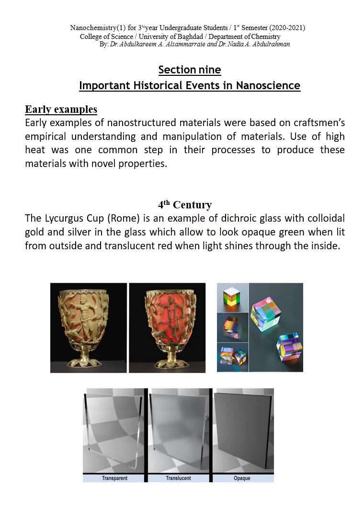So, for example, in the 4th century, the Lycurgus cup in Rome is an example of dichroic glass with colloidal gold and silver in the glass, which allowed it to look opaque green when lit from outside and translucent red when light shines through the inside. إذن هذا هو example لل 4th century Lycurgus cup. عند تسليط الضوء عليه من outside you look green، بس لما يكون shine from inside you look red. إذن هنا زاوية تسقيط الشعاع هي اللي تتغير بيا كلر نقدر نشوفه، وهذا إنه بسبب كان يصنع مما يسمى بالدايكرويك جلاس. هذا هو source of dichroic glass، معناته الزجاج الملون، يعني الزجاج اللي بيه أكثر من لون.